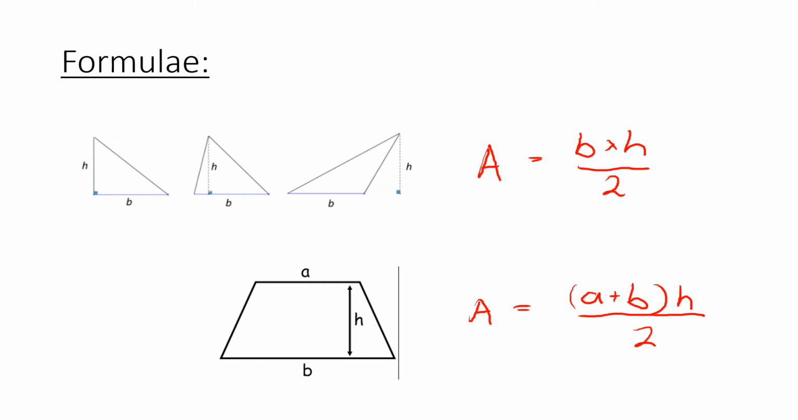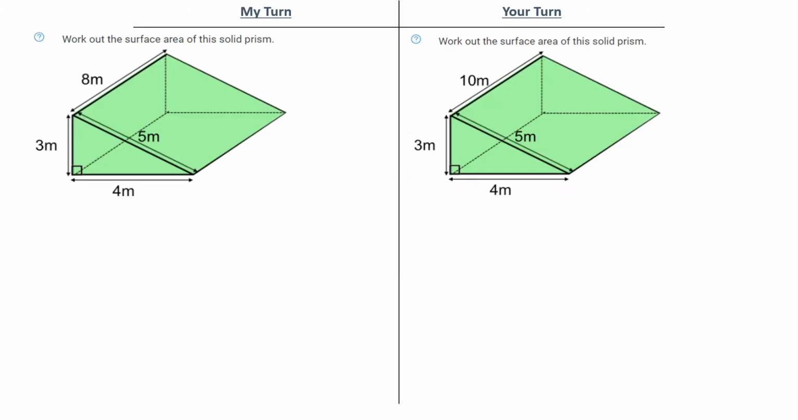Okay, so let's jump into it. Let's start with this example. We've got a triangular prism and we want to find the total surface area. First thing we're going to do is label the faces. Let's label the triangle face 1, the back side face 2, that top face 3, and then underneath face 4.